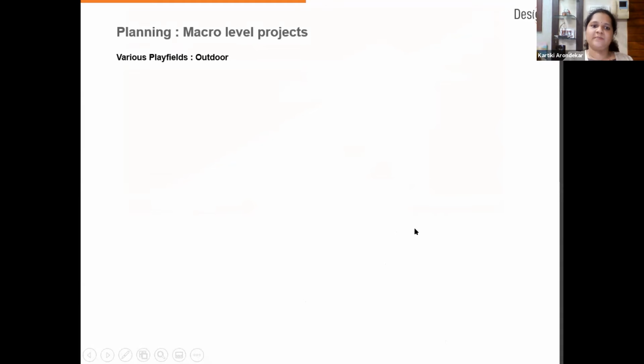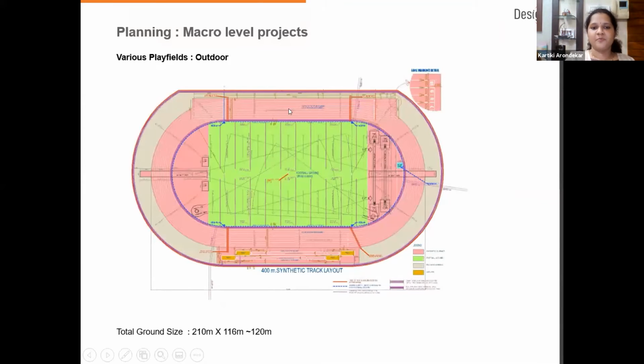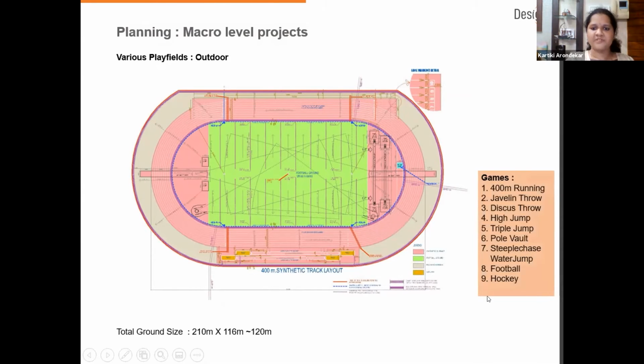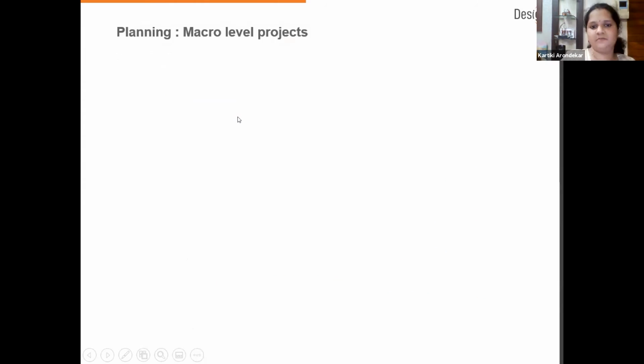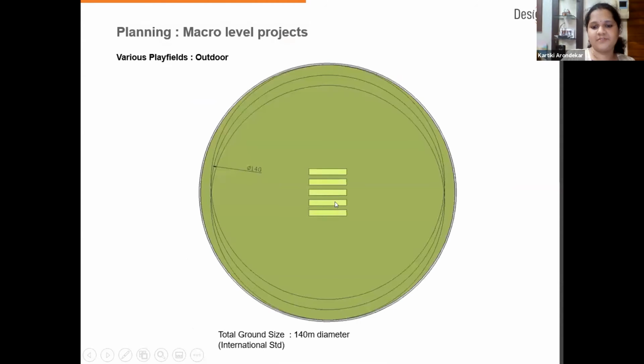So as I said, the playfield derives the size and the shape of the arena. I'm talking about this typical playfield of a 400-meter synthetic track layout where you have almost 10 games played in the same field. And if this is a cricket ground, where you have 140 meters diameter, you just play cricket.